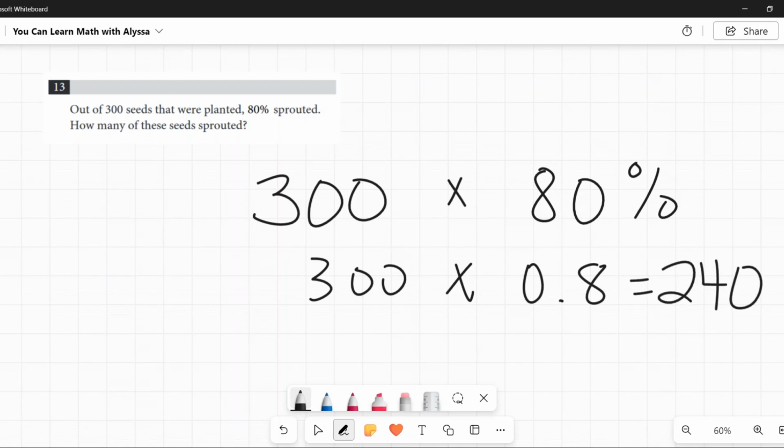So 240 seeds sprouted. This is one of those problems where there's multiple ways you can do it. It's just whatever makes the most sense for you. Some people look at it as saying, oh, 80% is the same as 4/5. What's 4/5 of 300? And they can look at it that way. Any way that you look at it is fine. You're going to get the same answer regardless of 240.